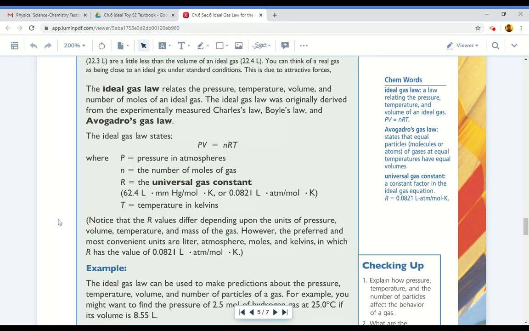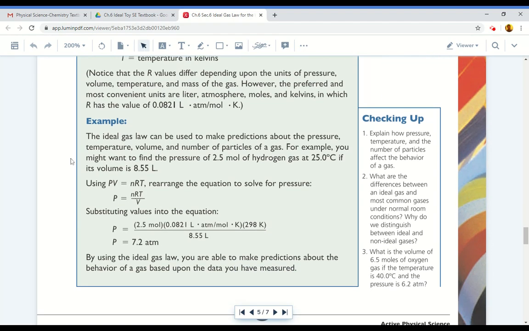Notice that R values differ depending upon the units of pressure, volume, temperature, and mass of the gas. However, the preferred and most convenient units are liter, atmosphere, moles, and kelvins, in which R has the value of 0.0821 liters times atmosphere divided by mole times Kelvin. Okay, let's look at this.